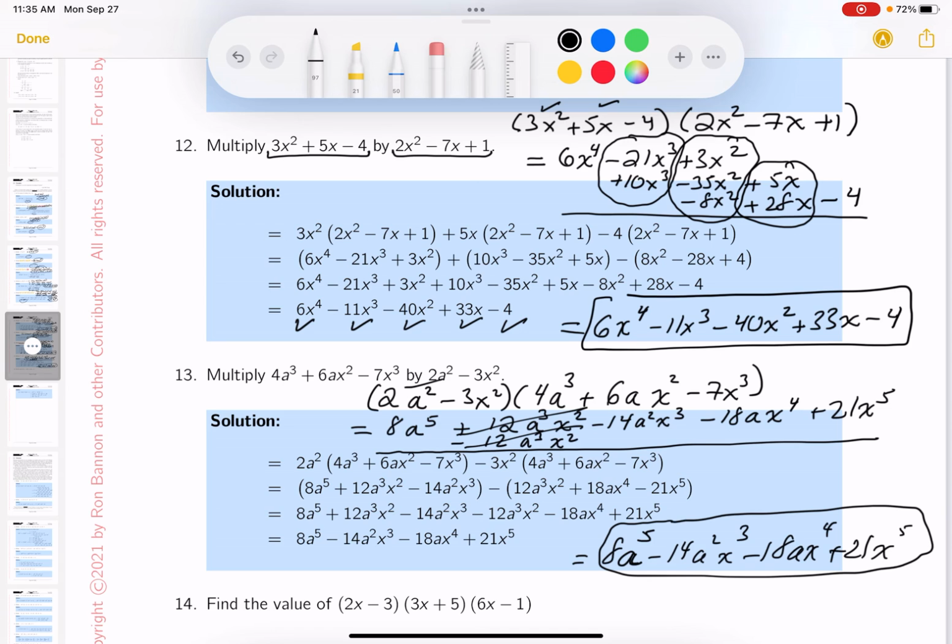But yeah, make mistakes. Let's take a look. I got the first term. I got the second term. I got the third term. And I got the last term. So I'm comfortable this is the correct answer.